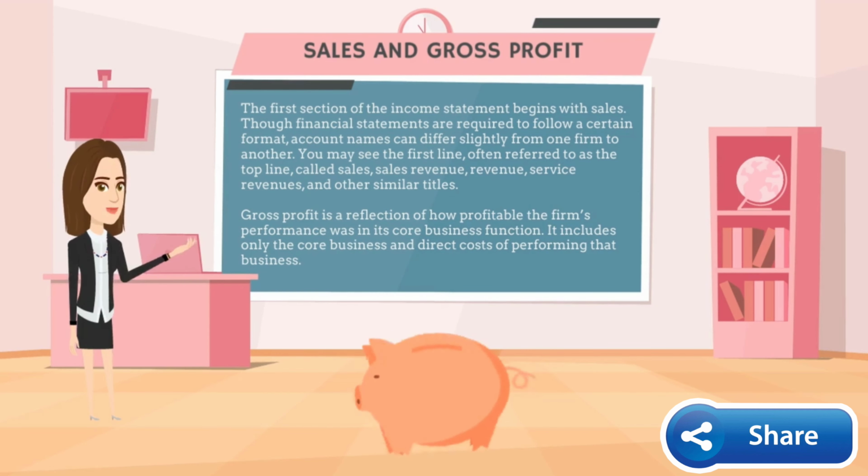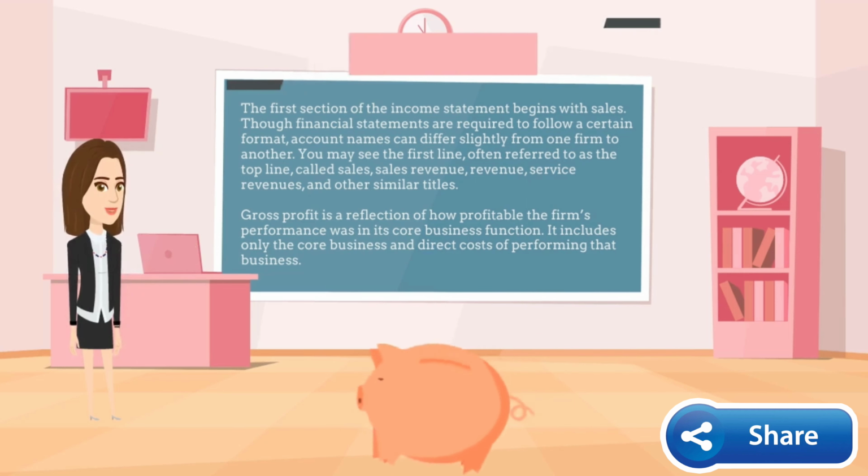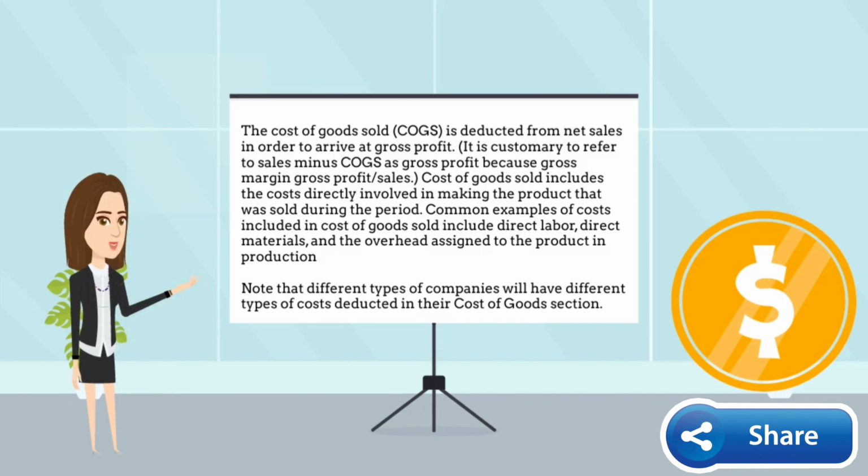Gross profit is a reflection of how profitable the firm's performance was in its core business function. It includes only the core business and direct costs of performing that business. The cost of goods sold, COGS, is deducted from net sales in order to arrive at gross profit. It is customary to refer to sales minus COGS as gross profit, because cost of goods sold includes the costs directly involved in making the product that was sold during the period.